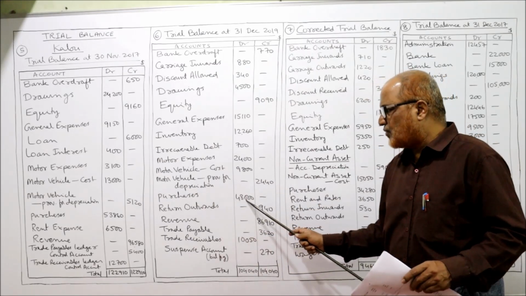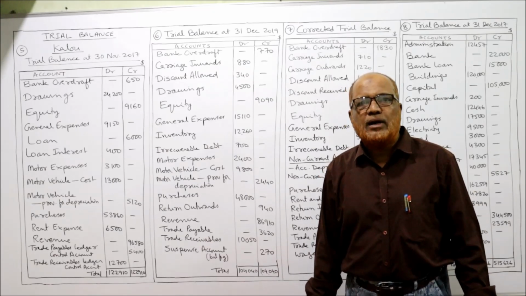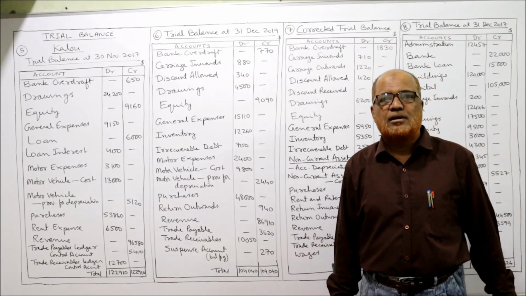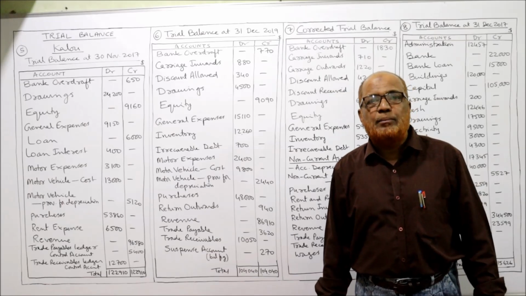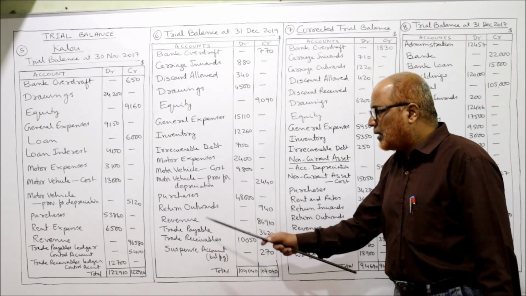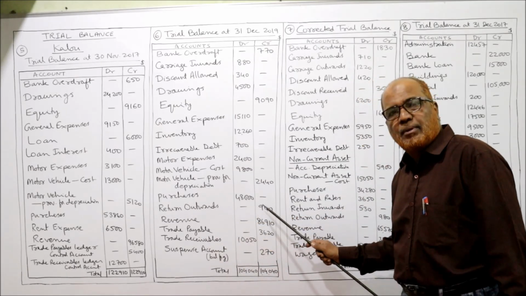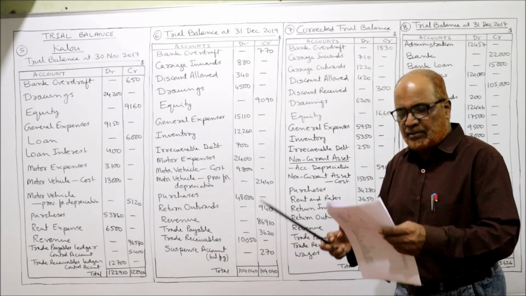Purchases, debit balance, 48,000. Return outward. Return outward means purchase return. It will show credit balance. Purchases will be debited. Purchase return will be credited. So here purchases debit and return outward credit. Remember this point. Return outward means purchase return, credit balance.